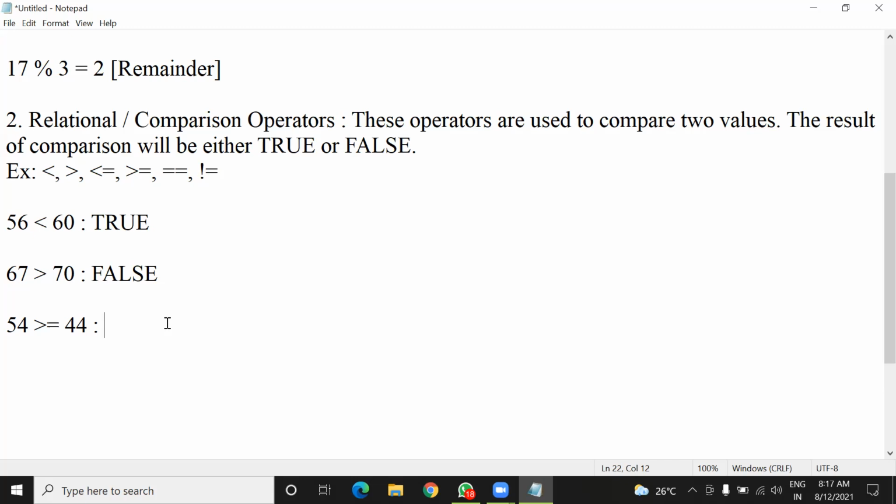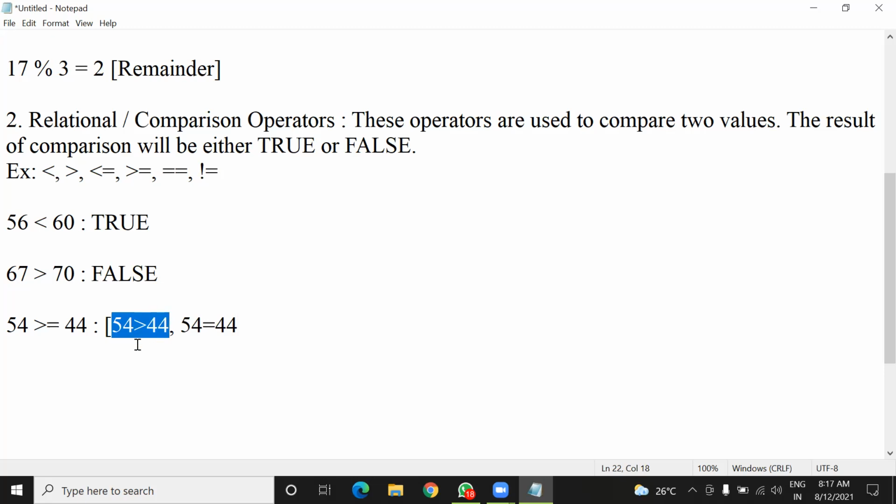Yes. I had explained about these operators in Excel also. So in the same way, it will work here also. Okay. So here two comparisons are made. First one is 54 greater than 44. And the next one is 54 equal to 44. So for the first comparison, is it true or false?